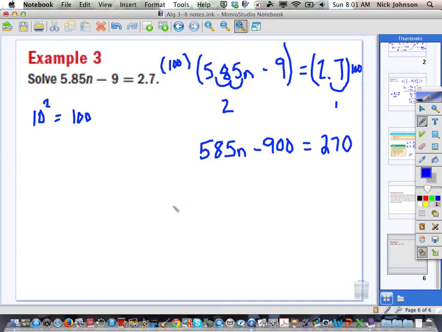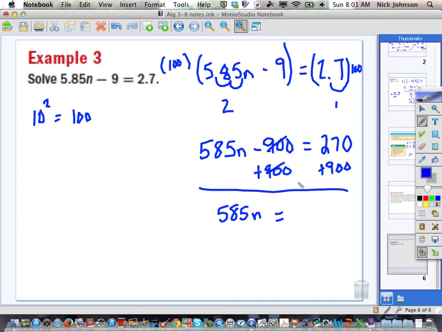It's a 2-step problem. Don't let this bother you. Here's my variable. I need to move the 900 over. So I add 900. Whatever I do to one side, I do to the other. 585n is equal to 1,170. The inverse of multiplying is dividing. And we did all that work to get our answer to be 2.